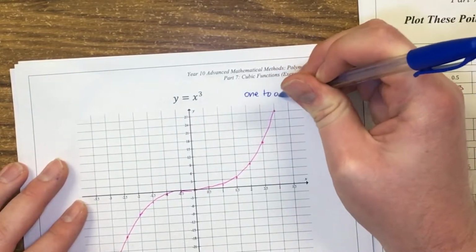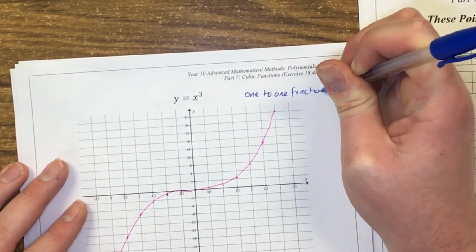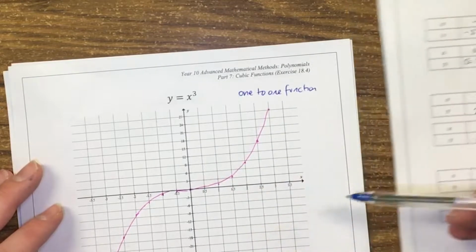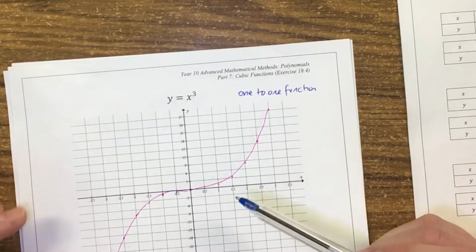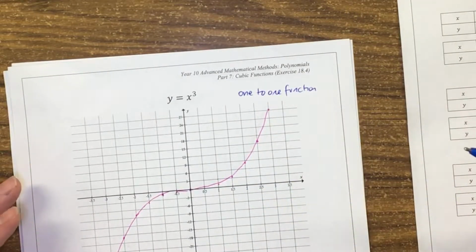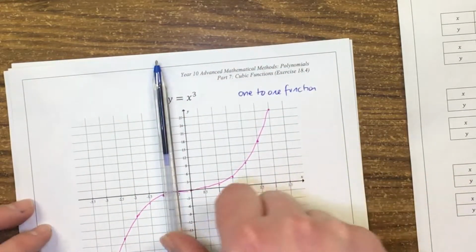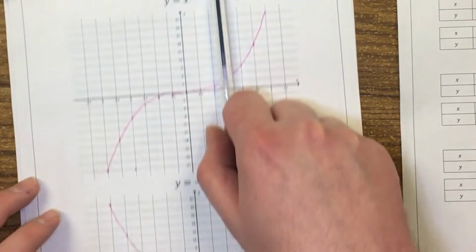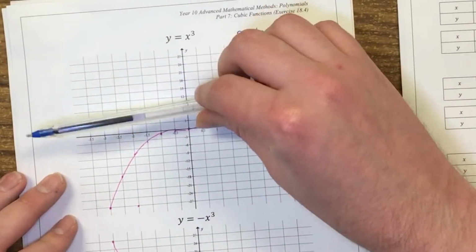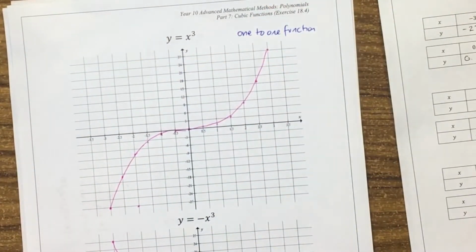How do I know it's a one-to-one function? Because if you put a line going up through it, it only intersects once at any point, and if you put a horizontal, it only intersects once at any point. That's right. One-to-one functions, if I was to do a vertical line, it should only hit the graph once. And if I was to put it in a horizontal line, it should only hit once as well.